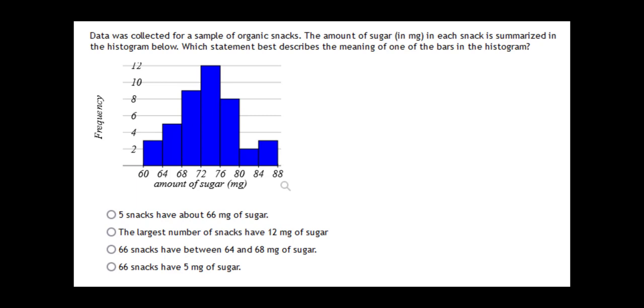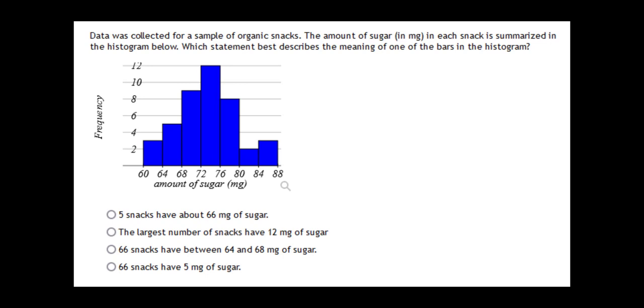We have a problem that asks us to interpret a histogram. It reads, data was collected for a sample of organic snacks. The amount of sugar in milligrams in each snack is summarized in the histogram below. Which statement best describes the meaning of one of the bars in the histogram?